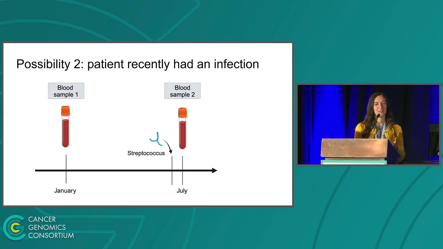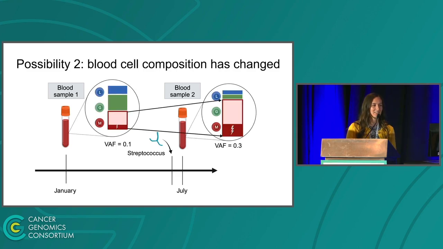But what about a different possibility? What if this patient recently had a bacterial infection? Let's say the week before they came for their follow-up appointment, they got strep throat, which is a bacterial infection that we know changes cell types and their counts. And so this infection actually has changed the blood cell composition for this patient. And so what we're observing is actually an expansion of the monocyte fraction itself.